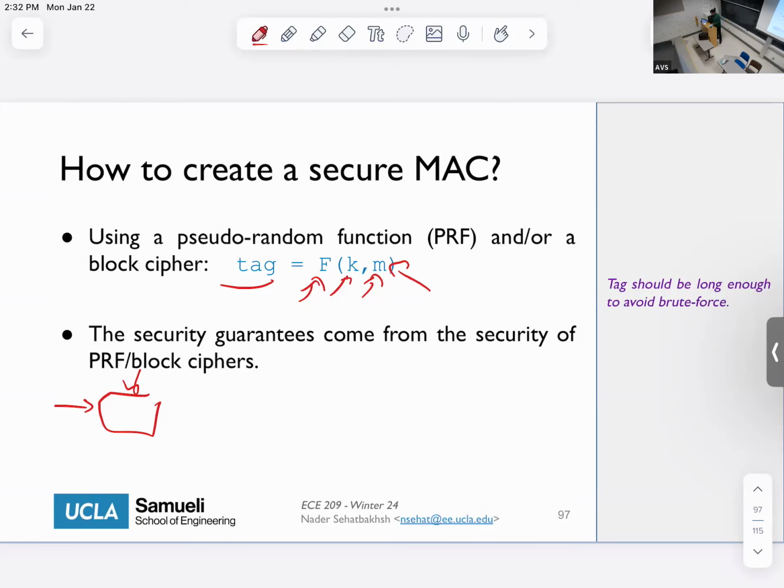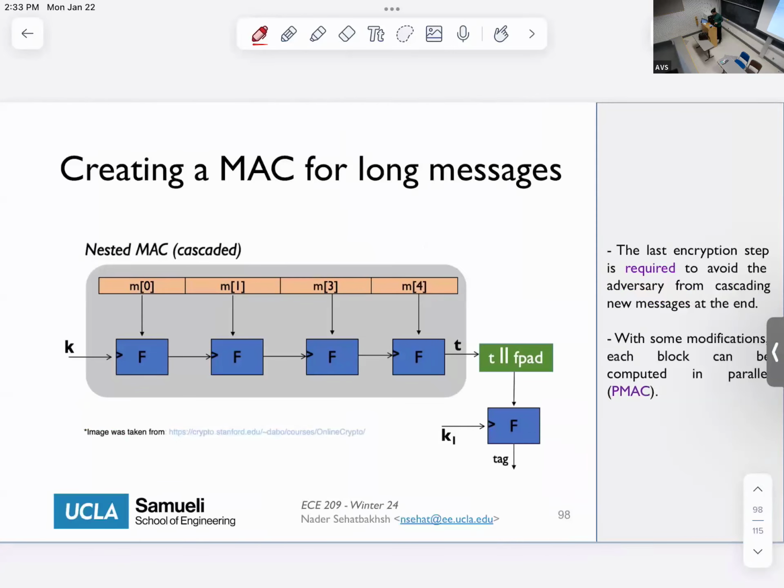And of course, the tag should be long enough, similar to the way that we talked about AES. Otherwise, if it's short, then you can just brute force over it, right? So if I can do this, then essentially whatever we talked about the security of block ciphers directly applies to the tag and MACs as well, okay? So we don't need to reinvent the wheel in this case. Whatever we do there, we just keep repeating here, okay?